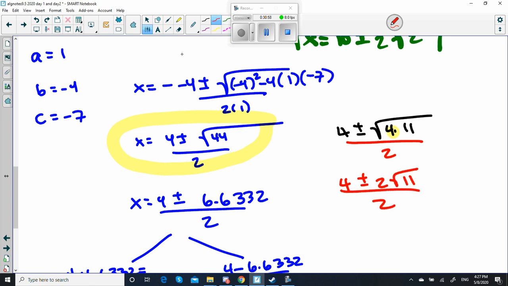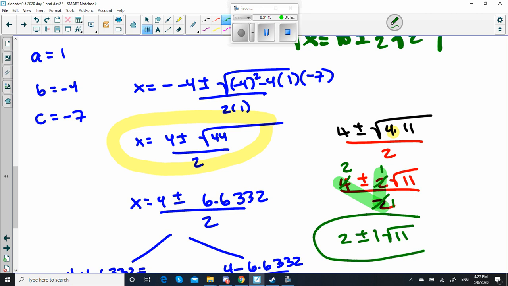And then I have to look at these three and see if they share a common factor. And they do. They all share a factor of 2. So I cross out the 2 and make it a 1. I cross out the 4 and make it a 2. And I cross out the 2 and make it a 1. So my final answer is 2 plus or minus 1 radical 11.